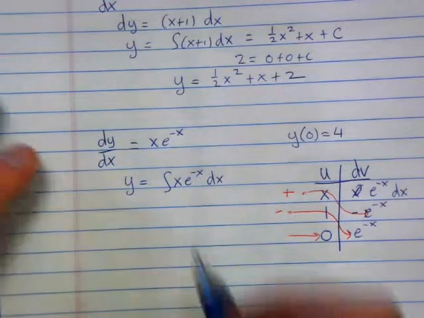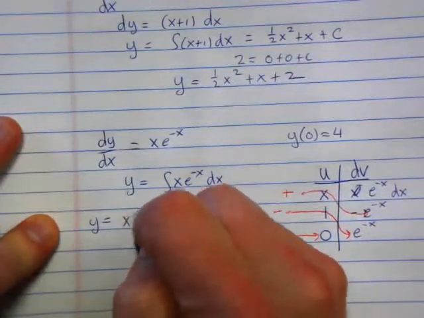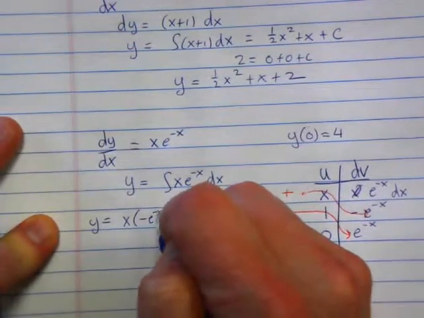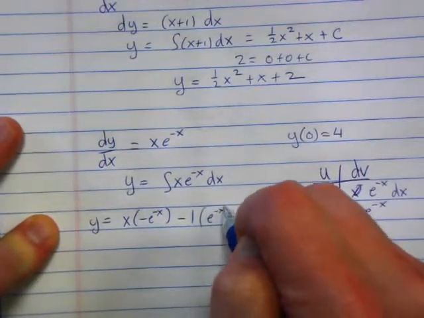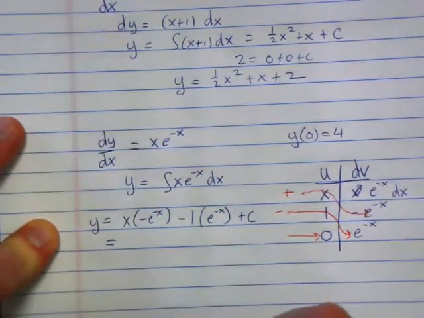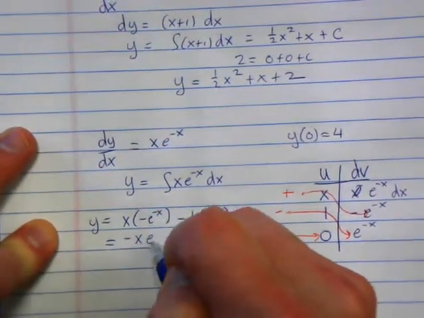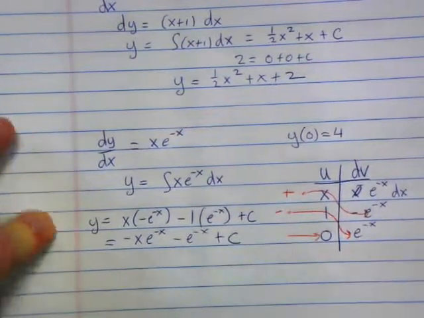and there's our answer. So the answer is y equals, I'm going to have x times negative e to the negative x minus 1 times e to the negative x plus c. So I'm just going to simplify that a little bit. That's negative x e to the negative x minus e to the negative x plus c.